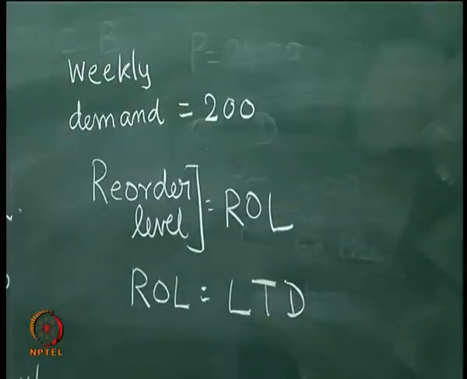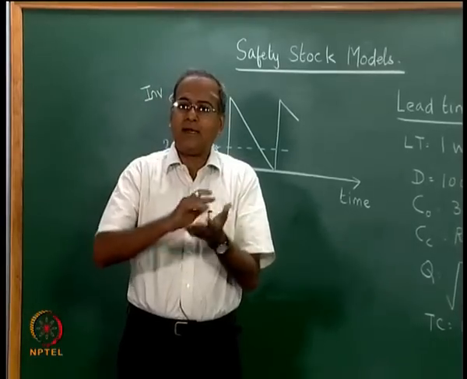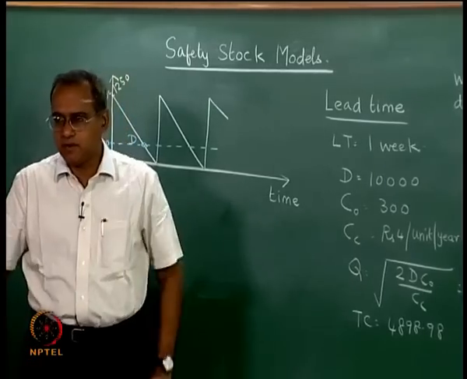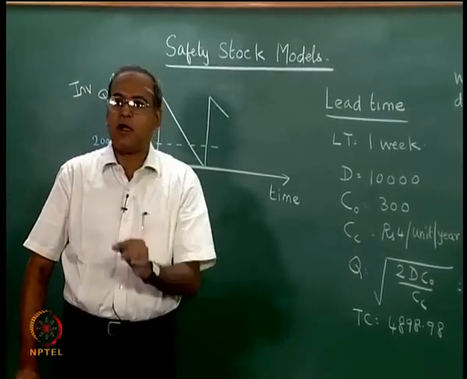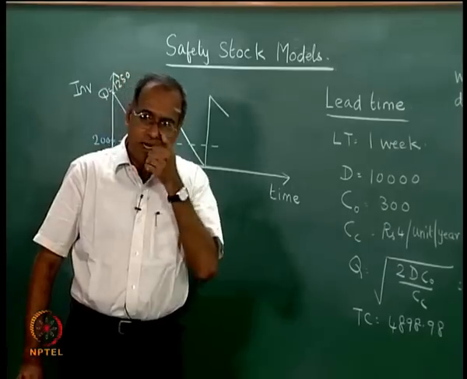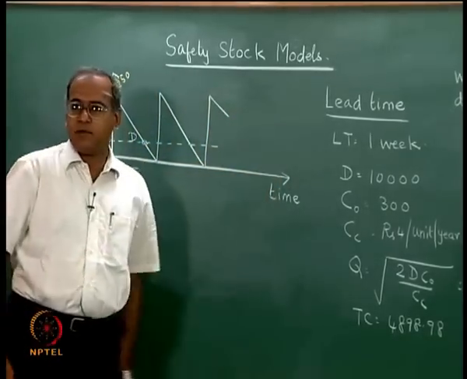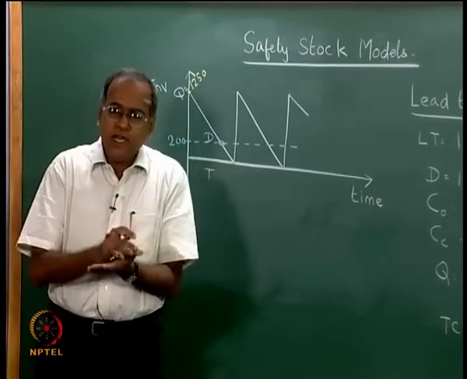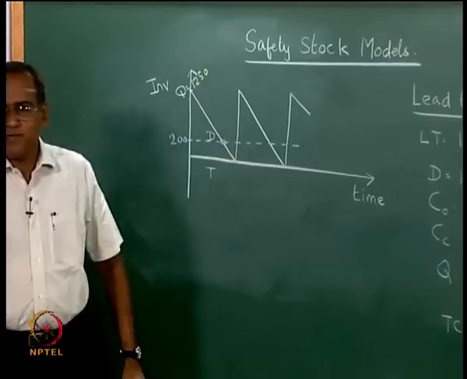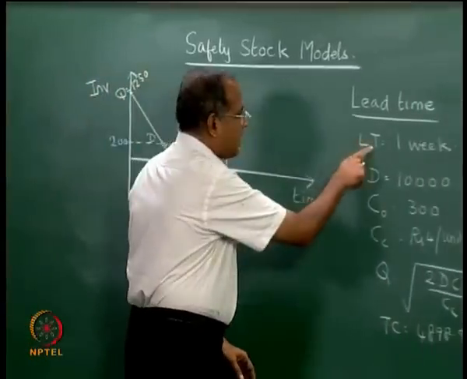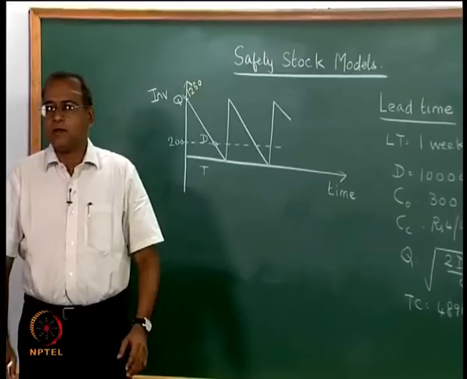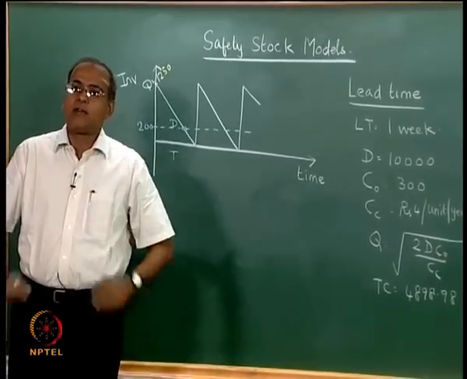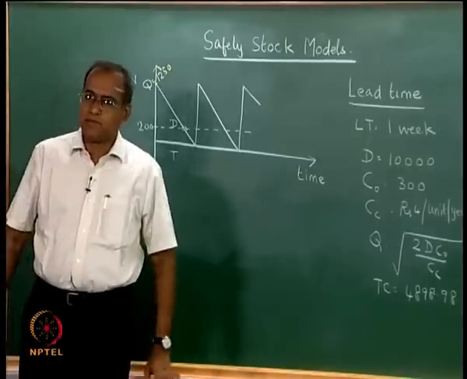Now, we need to compute the reorder level under certain assumptions of the lead time, the demand and the lead time demand. Lead time demand is called demand during the lead time. So, if the lead time is exactly 1 week, lead time demand is 200 in this particular example. Now, let us look at a situation where the lead time is exactly 1 week, but the demand is not deterministic, it is not exactly 200, it could be 200 plus minus something.